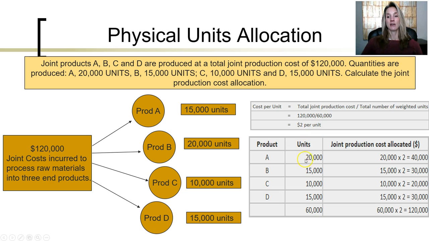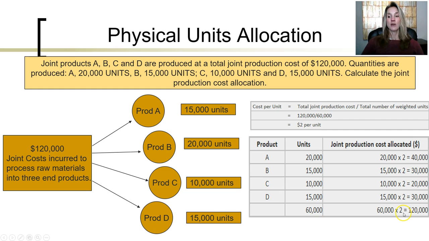So now we are going to take the number of units produced of each product and allocate $2 per unit produced. 20,000 units of A at a $2 cost per unit, 40,000 is allocated to product A. 15,000 units of product B are produced at a joint cost per unit of $2. $30,000 of the joint costs are allocated to product B. 10,000 units of product C at a joint product cost of $2 per unit. 20,000 is allocated to C. Finally, for product D, 15,000 units are produced at a cost of $2 per unit. 30,000 of the joint costs are allocated to D.